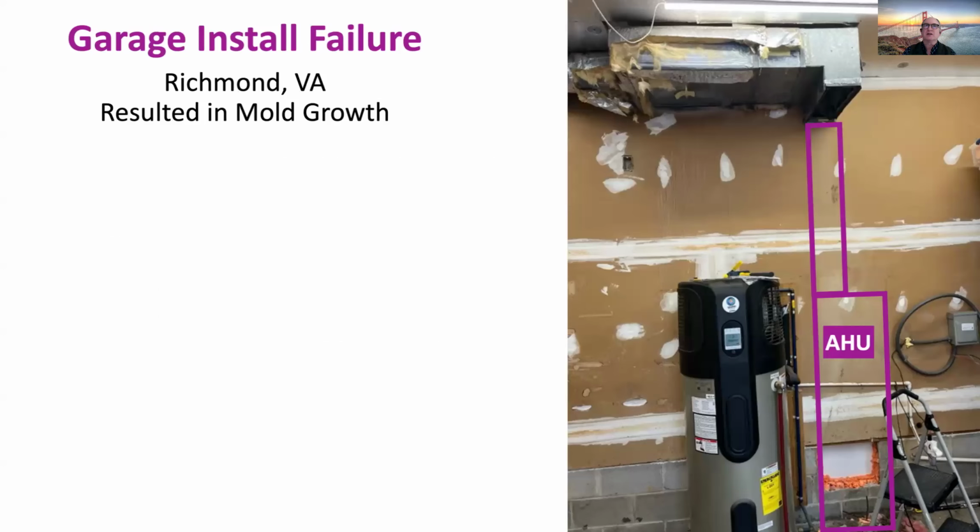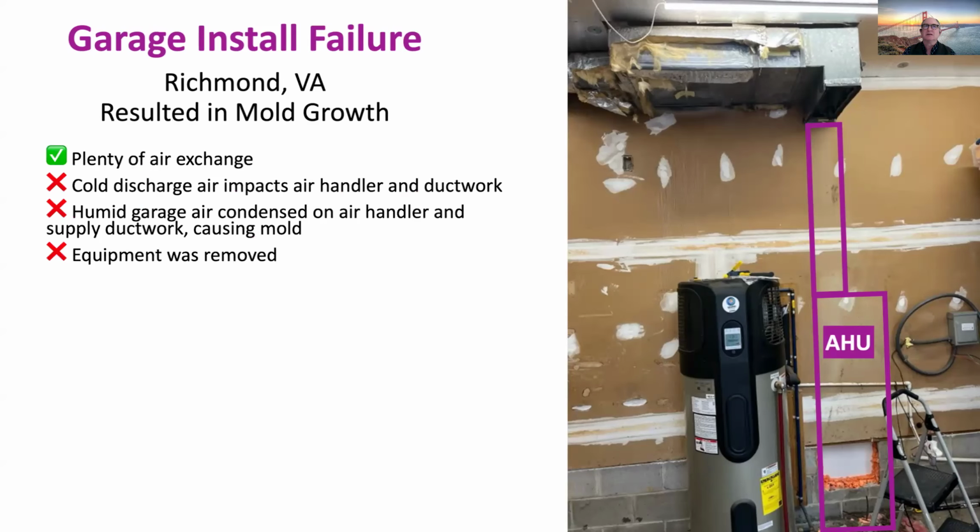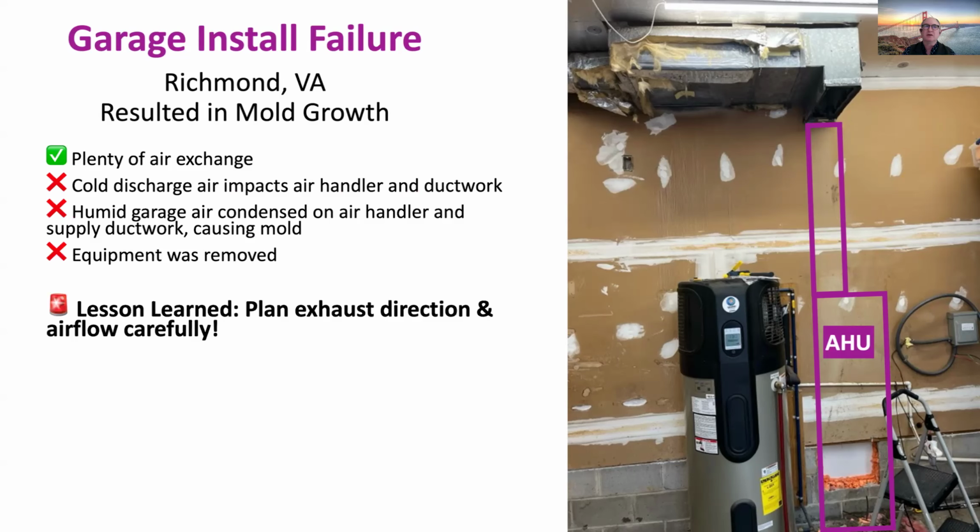First, a garage installation failure in Richmond, Virginia. It resulted in mold growth. There was plenty of air exchange. The cold air impacted the water heater. The cold air impacted the air handler and the supply duct, causing mold to grow on the surfaces. Eventually, the equipment had to be removed. Lesson learned: plan the exhaust direction and airflow carefully.